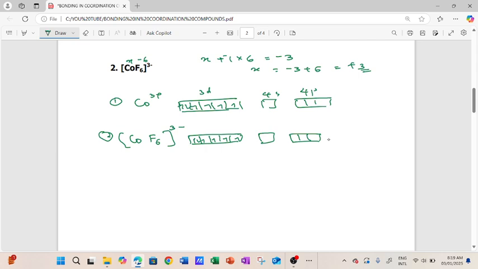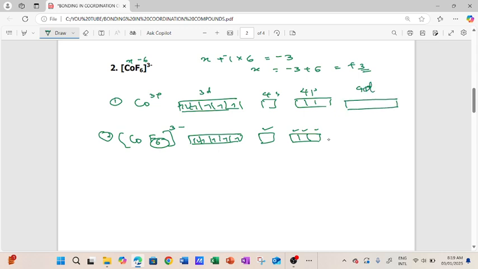Now we need to look into the coordination number. Coordination number is 6. But we don't have 6 empty orbitals, 1, 2, 3, 4 only. We need 2 more. Those 2 more will be taken from 4d. The d is outer d.